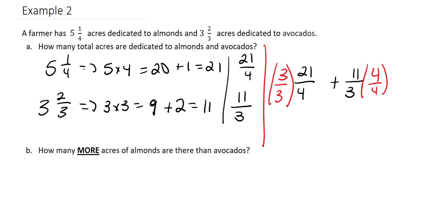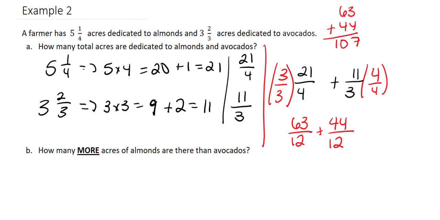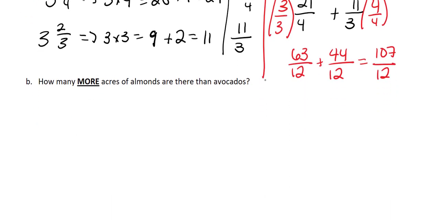Well, 3 times 21 would be equal to 63 over 12. 11 times 4 is 44 over 12. And then we're going to add these two together. So let's add them up here. 3 plus 4 is 7. 6 plus 4 is 10. So we get 107 over 12. And we're going to have to use a little bit more space.